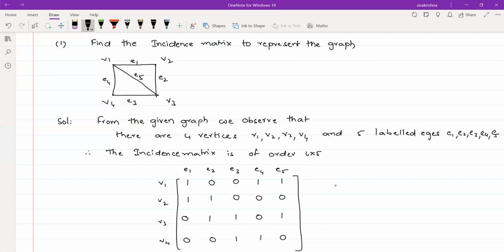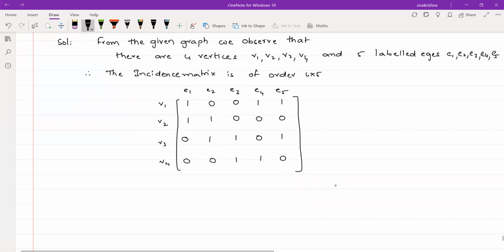Okay, so this is the corresponding incident matrix of order 4 by 5. In this way, we can construct the incident matrix corresponding to the given undirected graph. Okay, so coming to the next example.